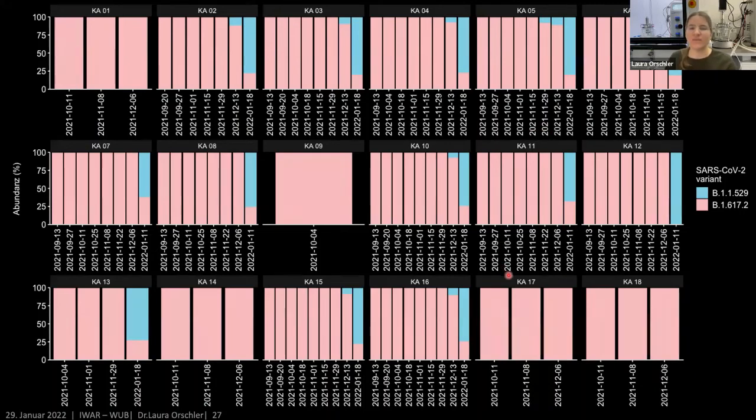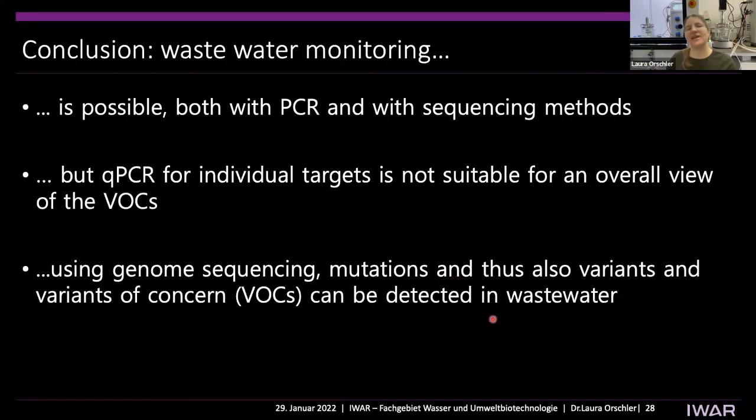For some, we don't have data from this year, but we will get that data. But for everything else, since December, we did find Omicron already, which is really good and important information for the distribution of the Omicron variant. And this leads me to the conclusion that we have really good ways to do wastewater monitoring, both with PCR and sequencing methods. When we want to have a closer look at the VOC, it's a little bit difficult to use qPCR with that.